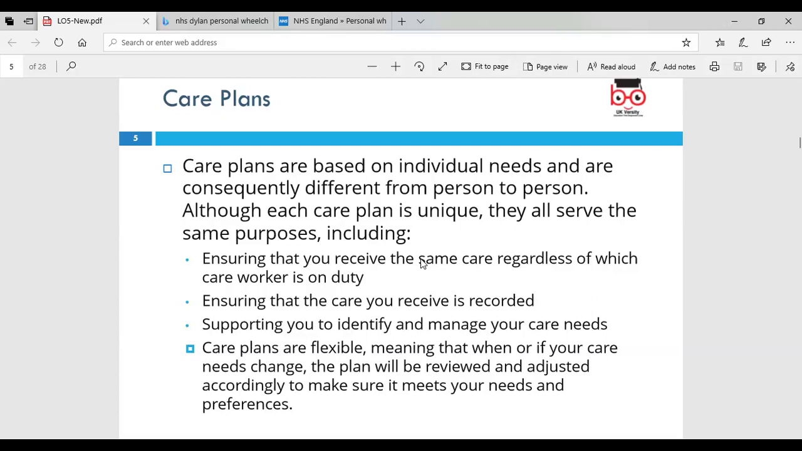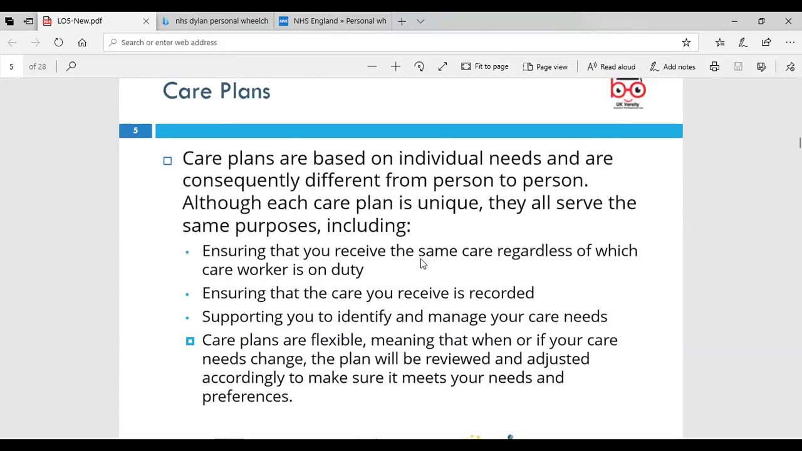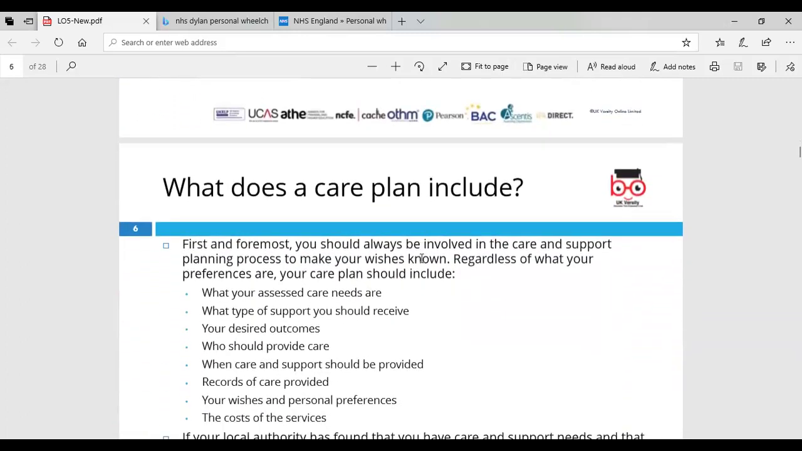So in the case of Dylan, everything was recorded, and he got the same care regardless of who was on duty, and he was there to manage his own care needs. So he could change them, he could make them flexible. When these care plans are flexible, it means that if the care needs to change, the plan will be reviewed again and adjusted accordingly to make sure it meets the person's needs and preferences. Their needs might change. They might not be comfortable with what they asked for. They could change their plans, but this would have to be reviewed and recorded again. So what does it include?